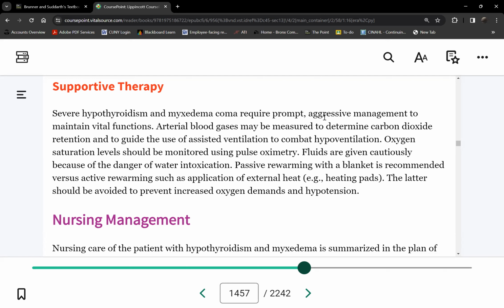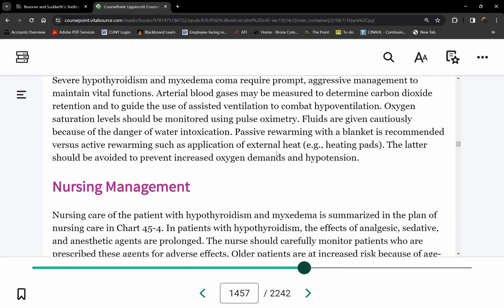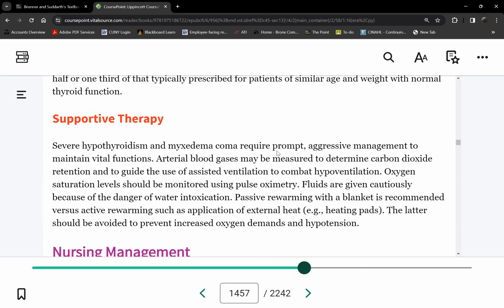So what I mean is we also treat the other symptoms that will result. These patients have cold intolerance, fatigue, what else? Constipation. So we treat all those symptoms of the disease until they improve over time. Can these patients also develop heart failure? Yes.